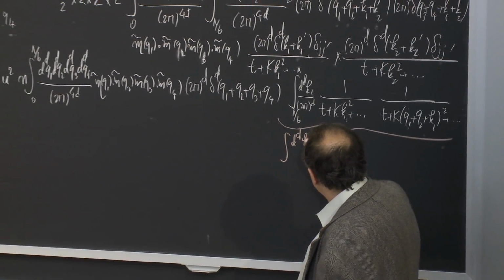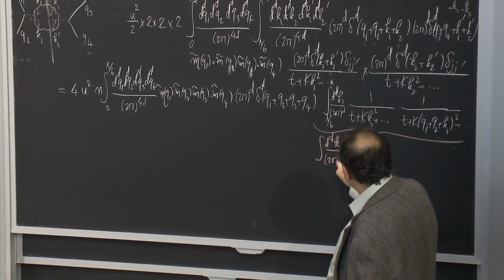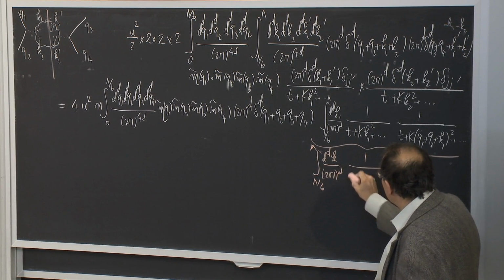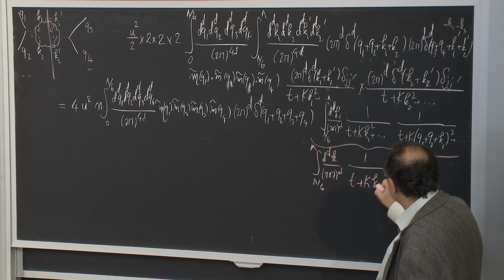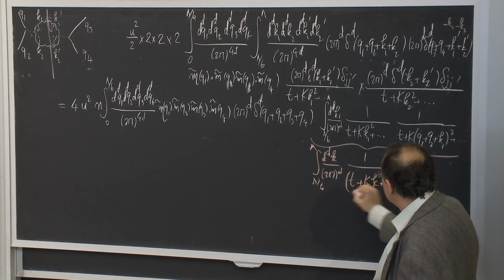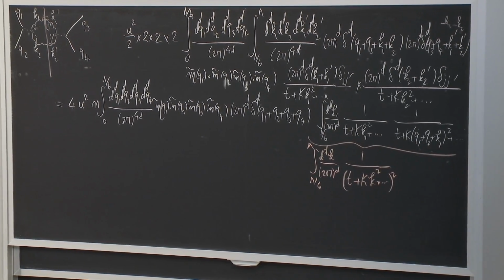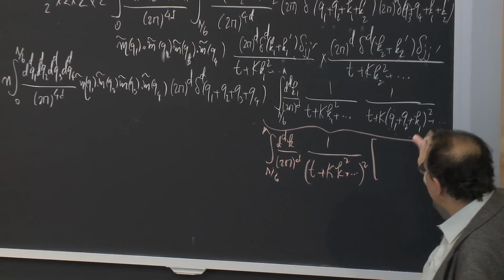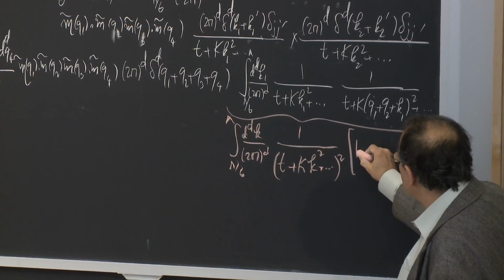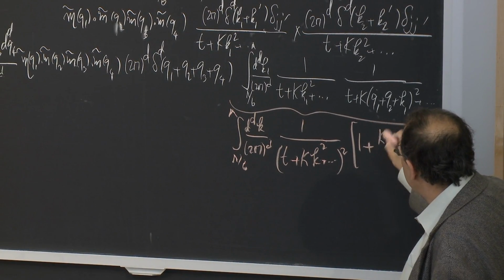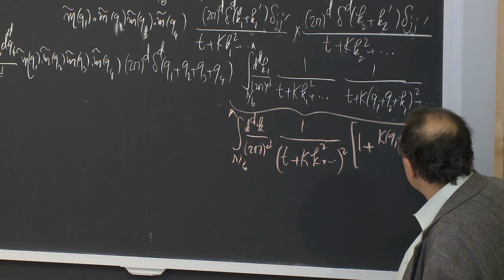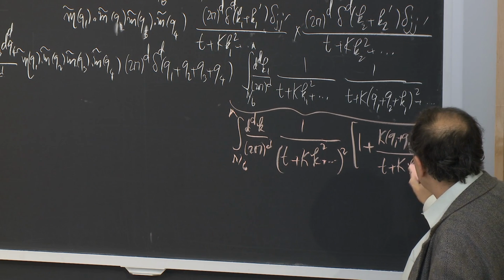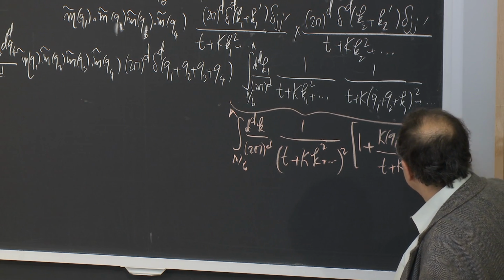I can expand this as the integral dd k, 2 pi to the d, from lambda over b to lambda, 1 over t plus k, k squared. I've renamed k1 to k, squared, to lowest order in q. This is 0. And then I can expand this thing as 1 plus k, q1 plus q2 squared and so forth, divided by t plus k, k squared, raised to the minus 1 power.